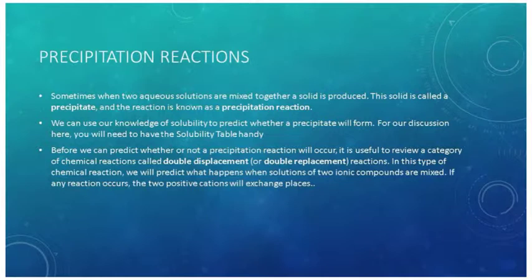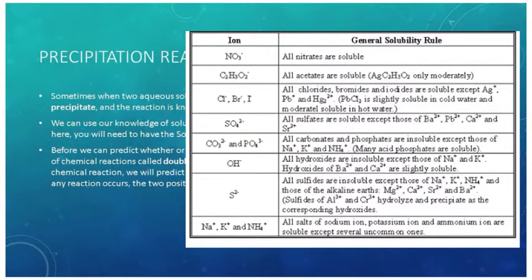Before we can predict whether or not a precipitation reaction will occur, it is useful to review a category of chemical reactions called double displacement or double replacement reactions. In this type of chemical reaction, we will predict what will happen when solutions of two ionic compounds are mixed. If any reaction occurs, the positive cations will exchange places. Just want to show you, this is what an example of a solubility table looks like. It just gives you solubility rules to tell you if a substance will be solid.